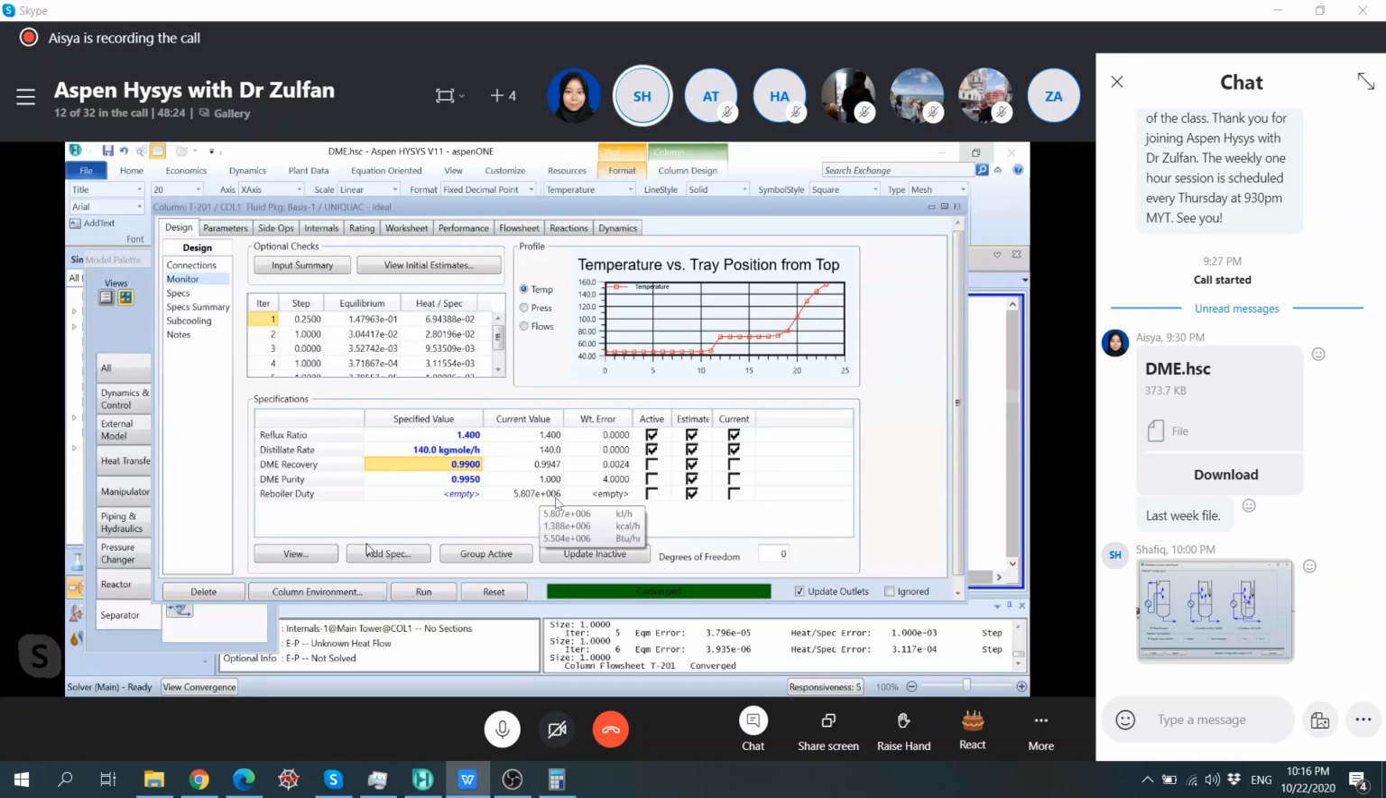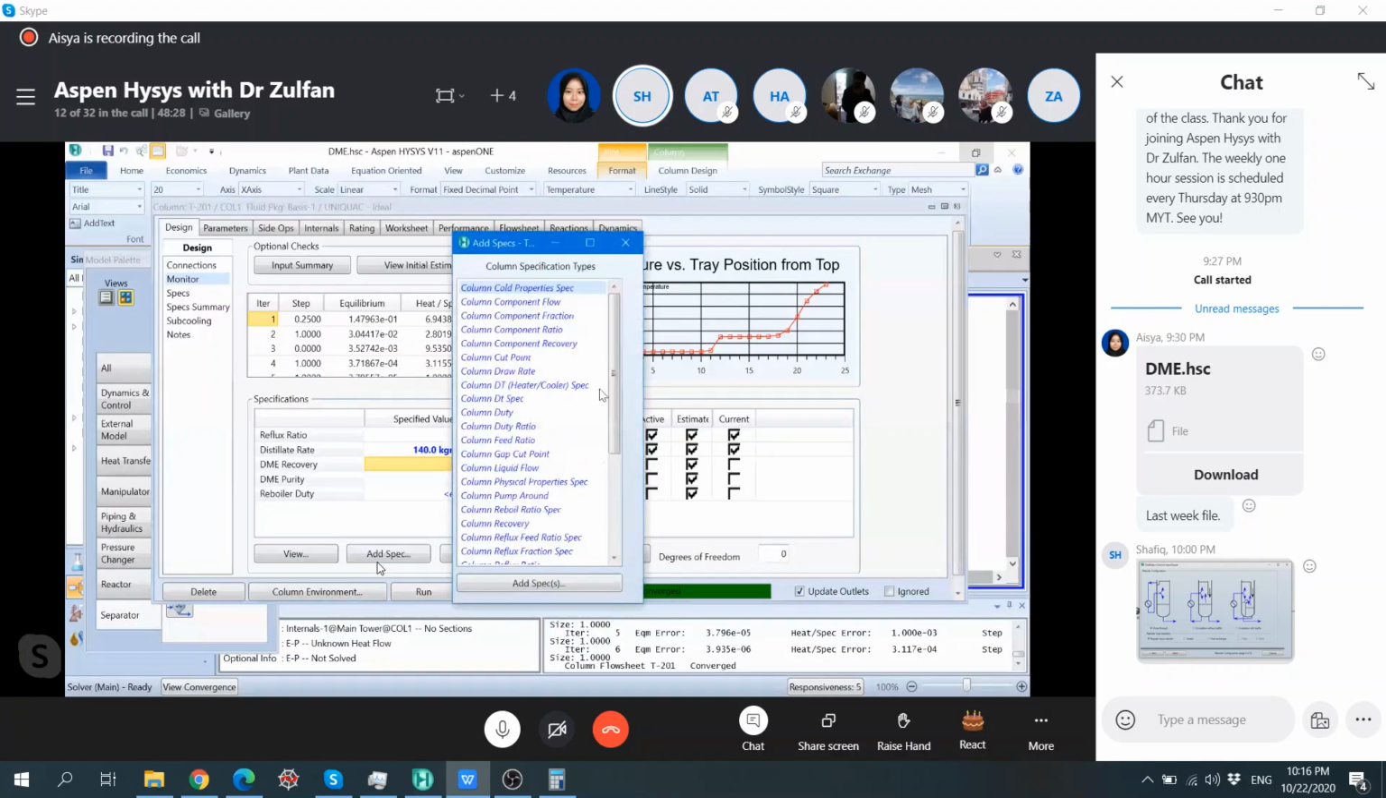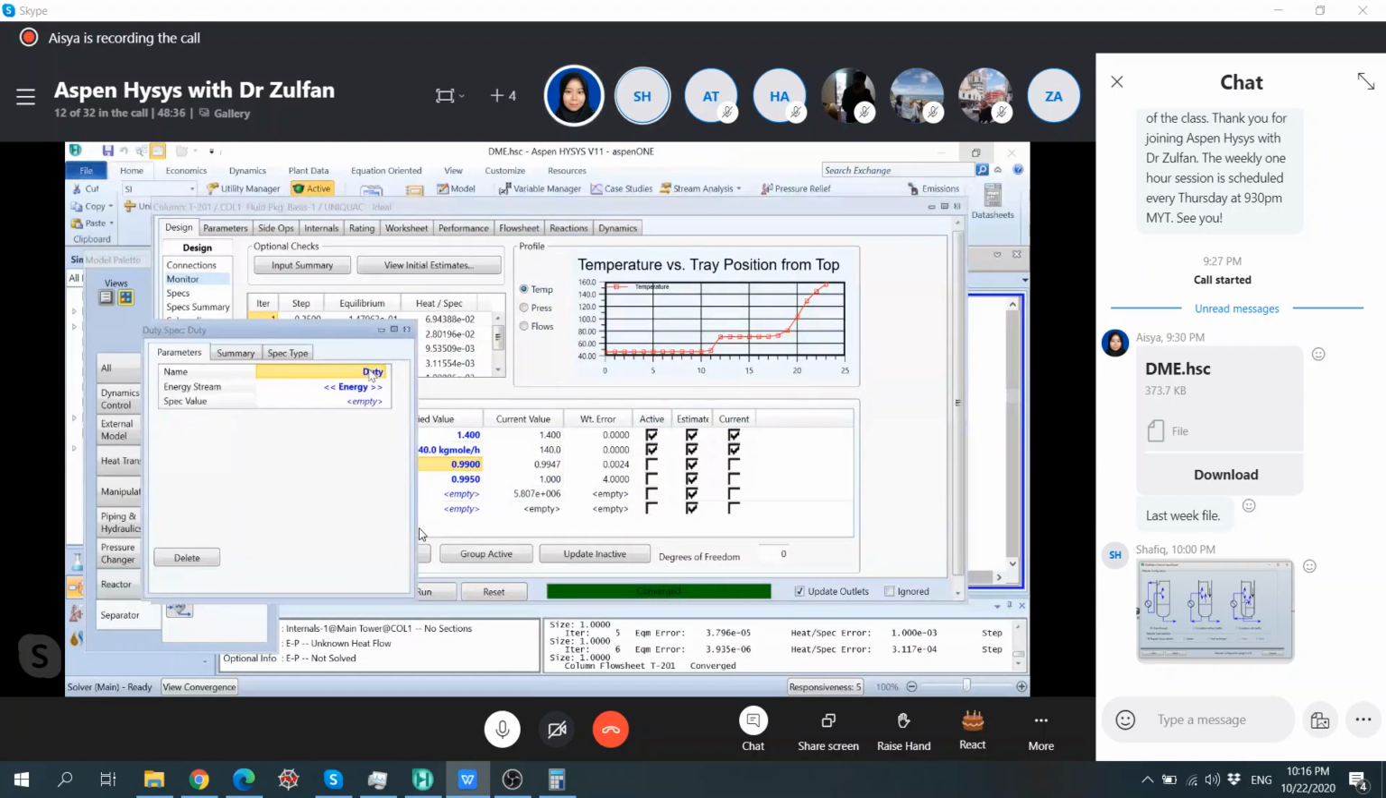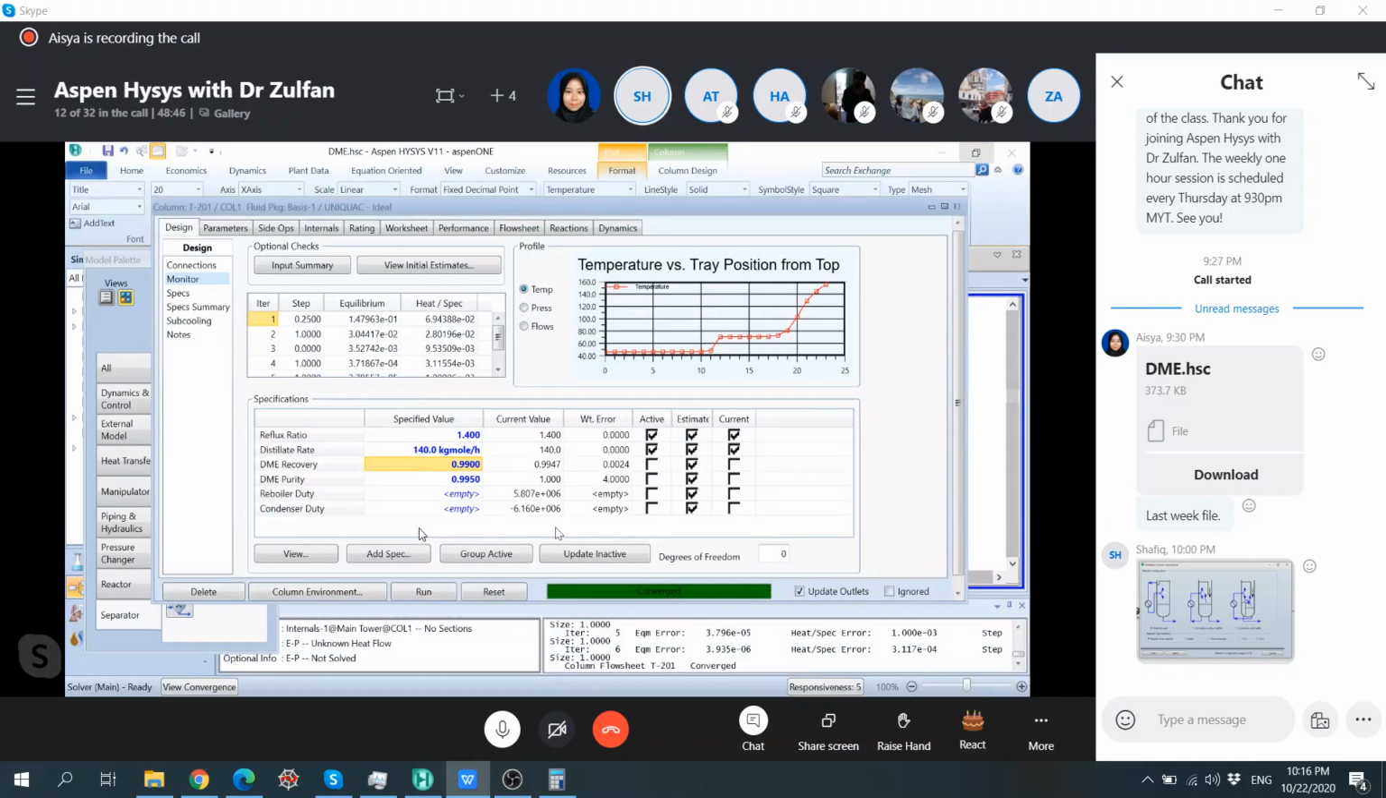And then add the condenser. Column duty. And then rename it condenser duty. And then close. So 6 million kilojoule per hour.